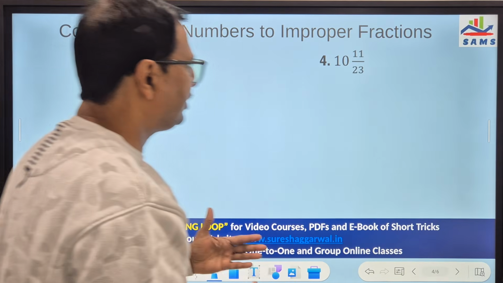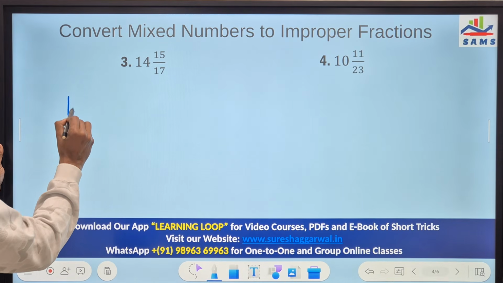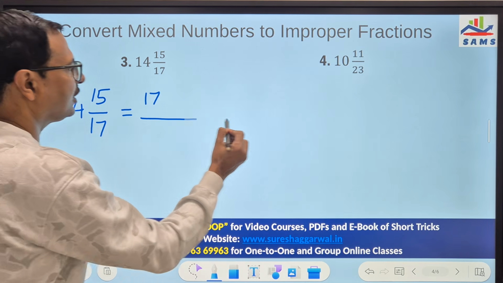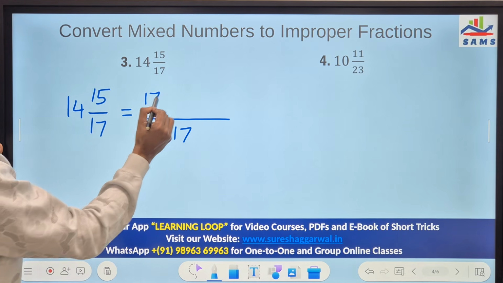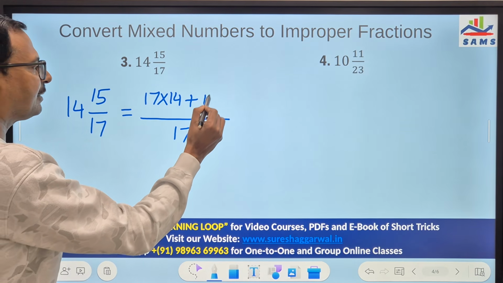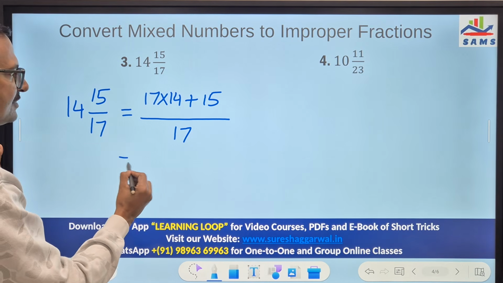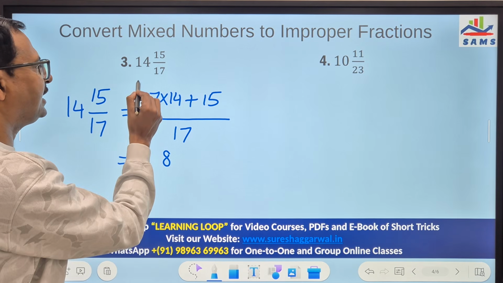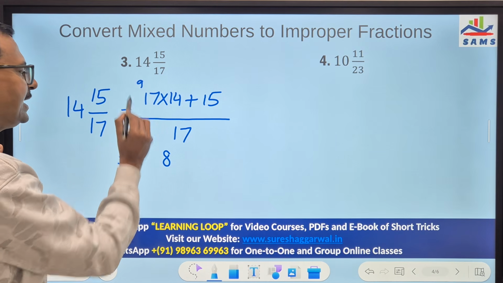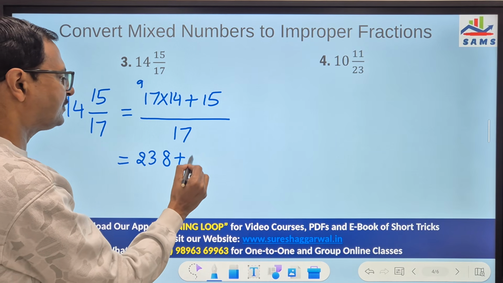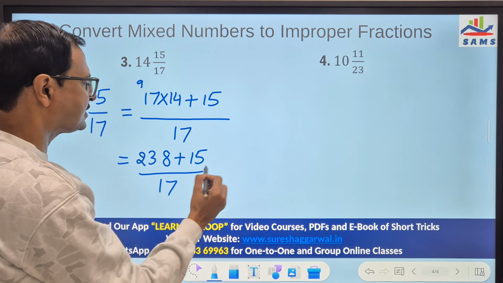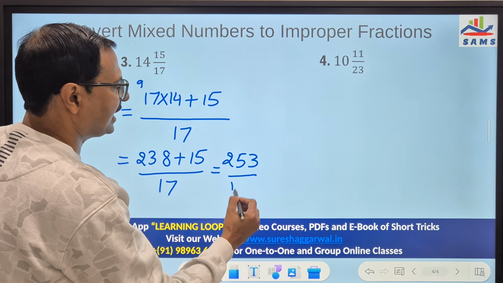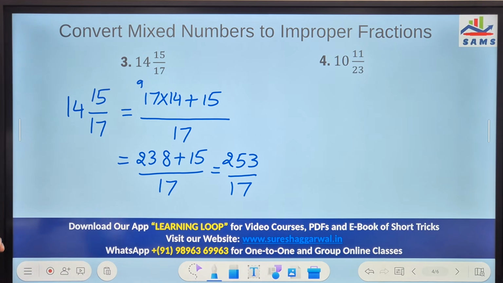So let's quickly get through the video, and we will have some big questions here. 14 15 by 17. Now the divisor is 17. In the denominator you will have the divisor itself, multiply by the quotient, which is 14, and add the remainder to that, which is 15. So this gives us 14 7 times is 98, 8 9 carry, 14 1 times is 14, 23. So 238 plus 15 over 17, and your answer for the question will be 253 upon 17, and that is the improper fraction of this mixed number.